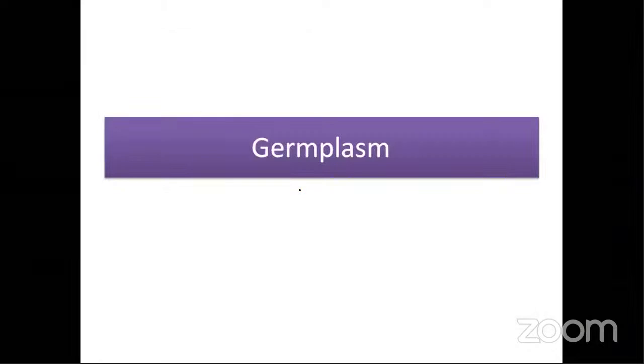Coming to germplasm, as I told you already, the germplasm definition includes all the related material of a particular species, that is, the sum total of hereditary material, as your book says. I don't want to go through the definition because I want you to understand what it is. You can find the definition in your books, but the literal meaning is what you need to know. So germplasm will include everything related to a particular species.